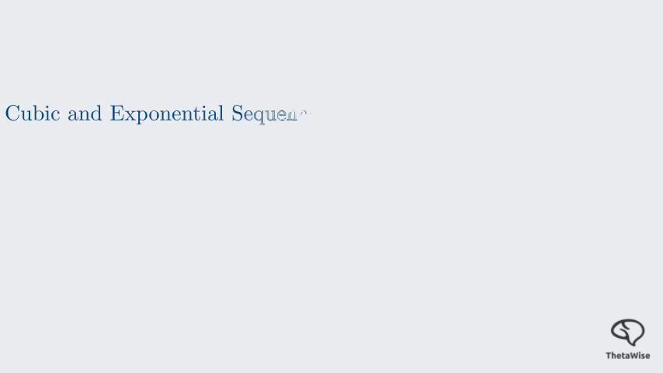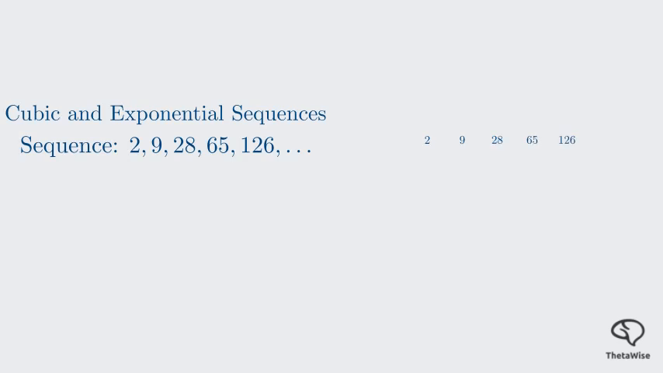Next, let's explore sequences that grow much faster. These are often cubic or exponential patterns. You can identify a cubic sequence if the third difference is constant. Consider this cubic sequence: 2, 9, 28, 65, 126, and so on. Let's analyze the differences for this sequence. The first differences are 7, 19, 37, and 61. The second differences are 12, 18, and 24. And the third differences are constant at 6.